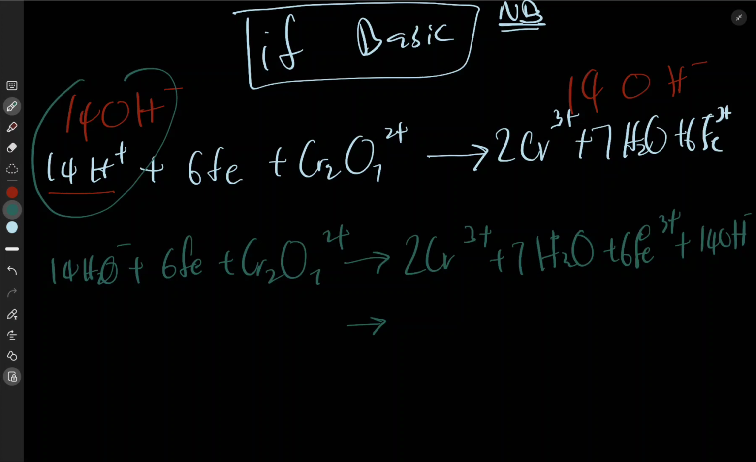So let's get down to business now. If you notice here, we have 14 waters, and on this side we have 7 waters. So these 7 waters are going to cancel 7 of the waters here, and I'm going to remain with 7 waters here. So there will be 7 waters remaining here, and the hydroxide will remain like this. So now this is our balanced equation in a basic solution.